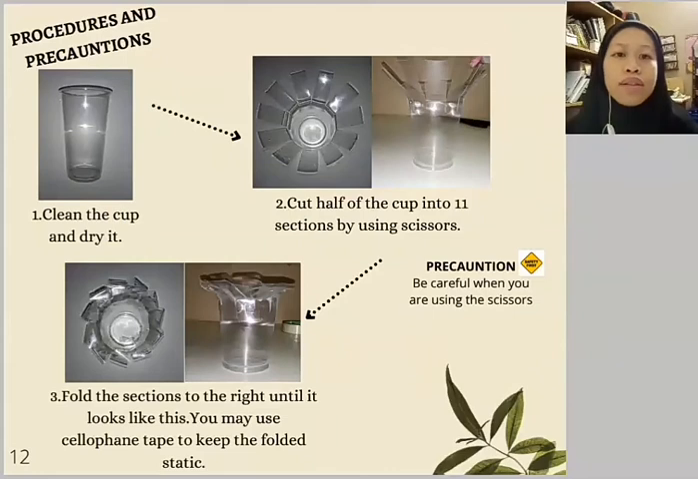So you may use cellophane tape to keep the fold static. Okay, if you don't use the cellophane tape, it may return to its original shape because it's elastic. So it's quite hard if I'm not using the cellophane tape. So the precaution here is be careful when you are using the scissors because it's quite sharp, so it may hurt you.